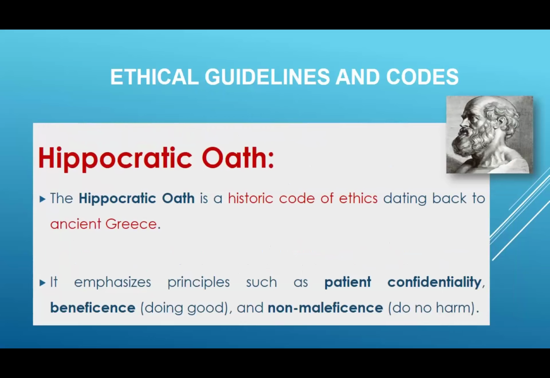What is the historic code of ethics? The historic code of ethics is the Hippocratic Oath. The Hippocratic Oath dates from ancient Greece. What is the Hippocratic Oath all about? It emphasizes principles such as patient confidentiality, beneficence, which is doing good, and non-maleficence, which is doing no harm. These are the main principles mentioned in the Hippocratic Oath.